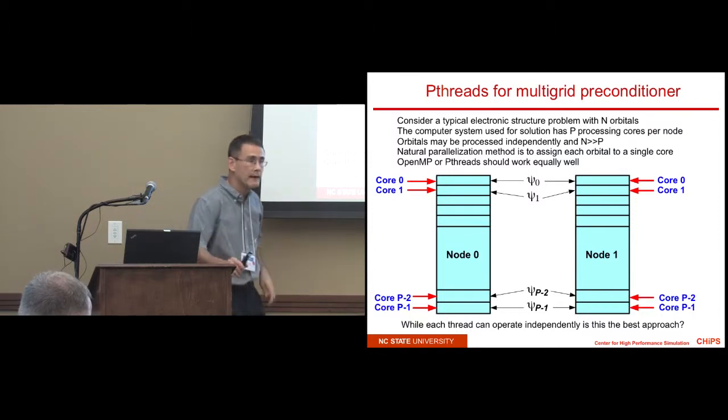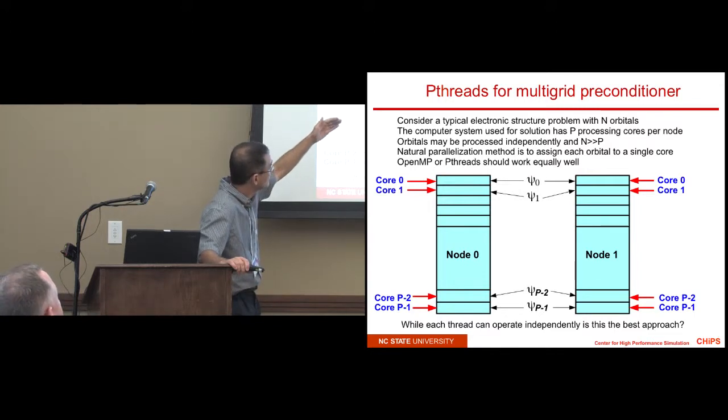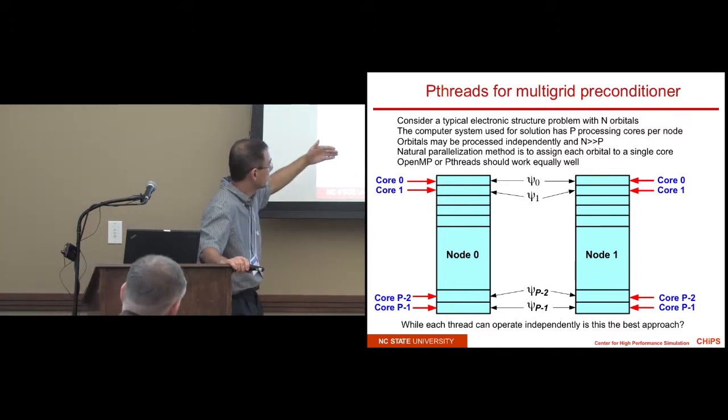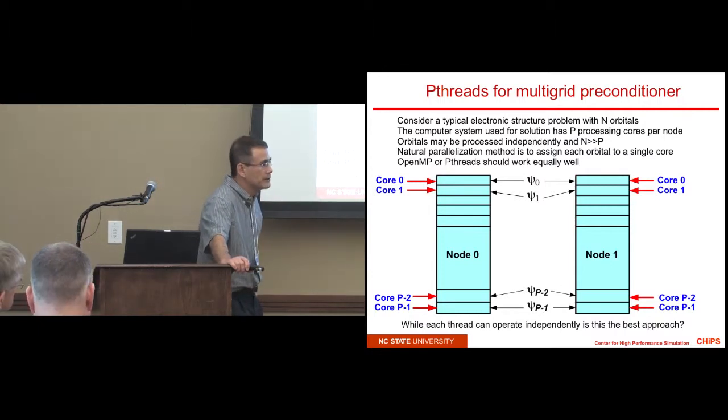So in our case, we have large numbers of electronic orbitals that we're trying to operate on, and we can operate on these independently. So that's a good breakdown. The number of orbitals is typically much larger than the number of cores per node. So we assign a core to an orbital, and we can process them. And we could do this independently, but because of some issues with MPI and threading, it's more efficient for us to process them in blocks.